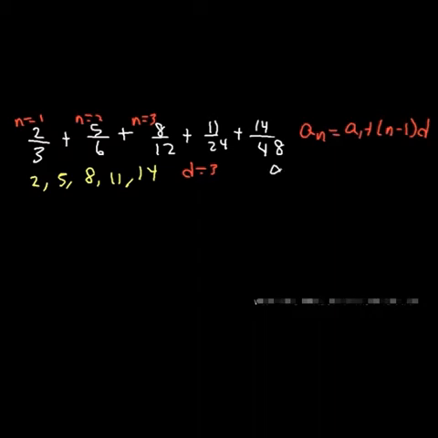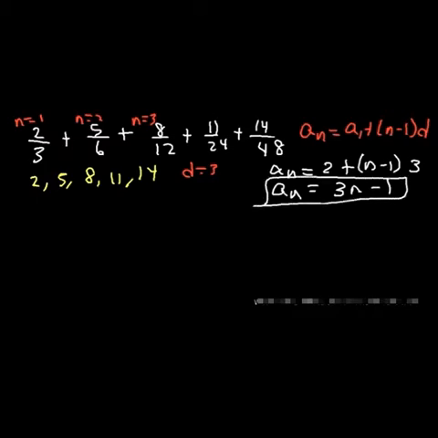So the first term is 2, and the common difference is therefore 3. So this is going to be 3n, and then we have 2 plus negative 3, so that's negative 1. So this equation explains the numbers on the numerator.